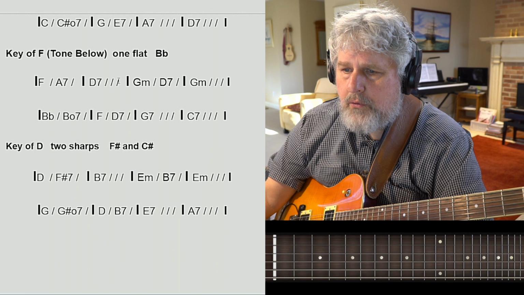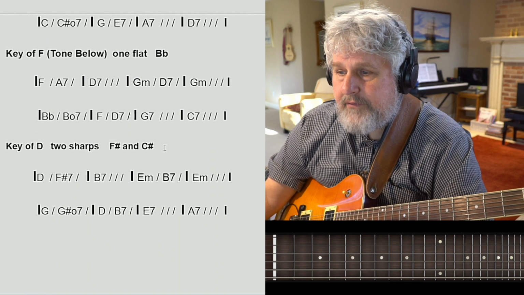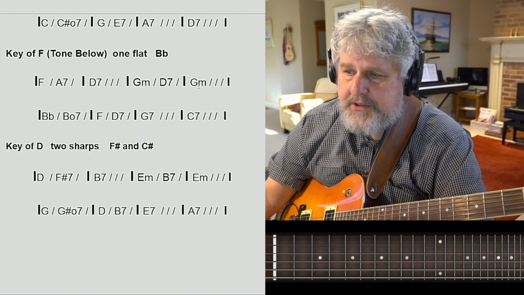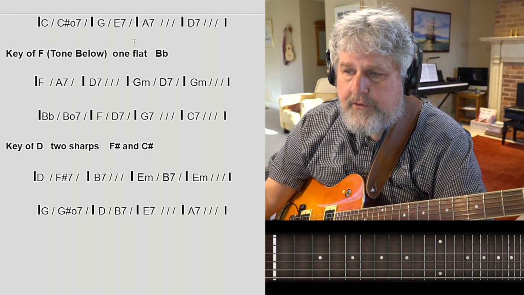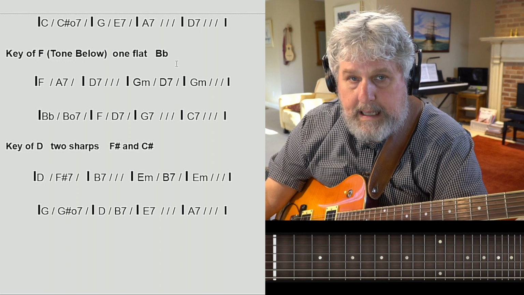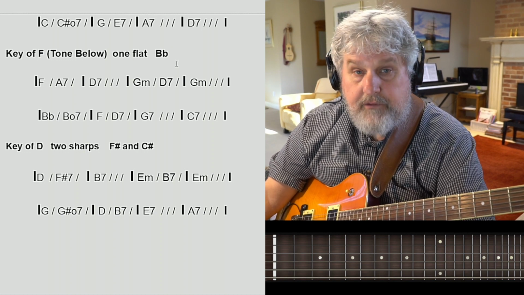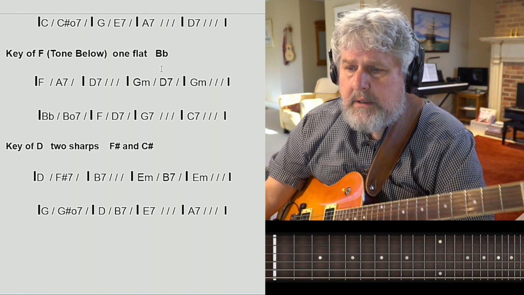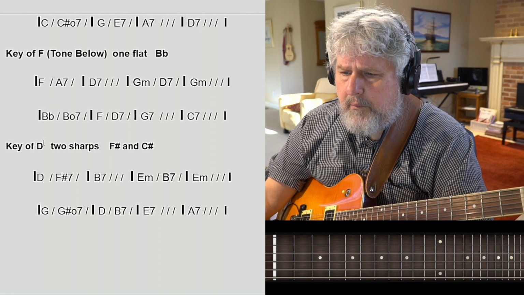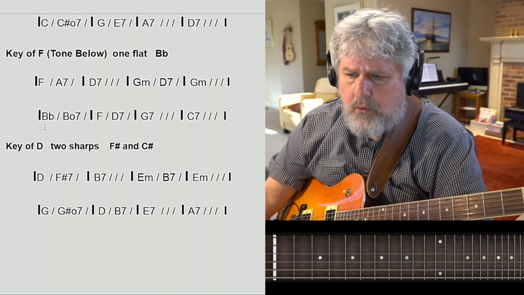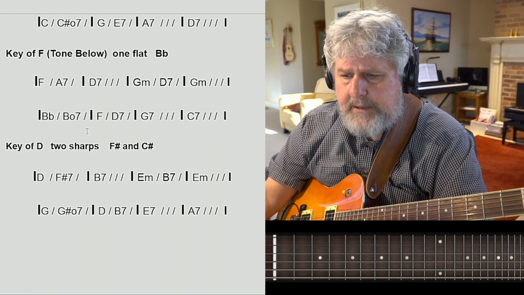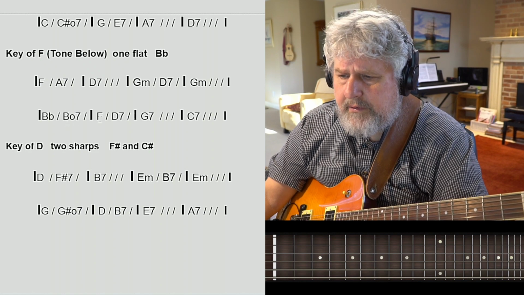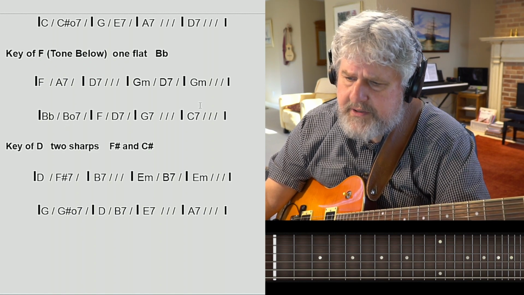The same deal goes for the key of F. Here we are in the key of F. F, A7, D7, G minor, D7. In the key of F, there's 1 flat, which is B flat. The notes in the key of F are F, G, A, B flat, C, D, E, and F, right? And so we notice that the 4 chord is a B flat chord leading up to the augmented 4, which is a B natural in this case, B diminished 7th, and F, D7, G7, and C7, and so on.